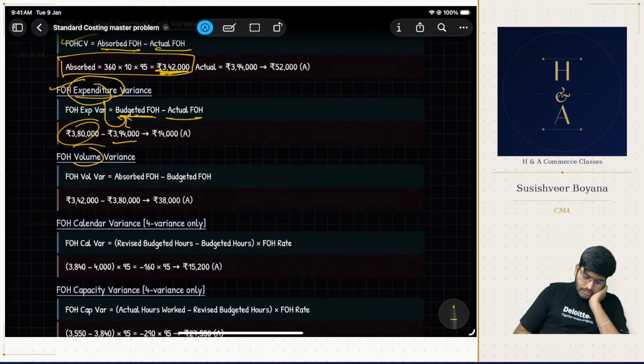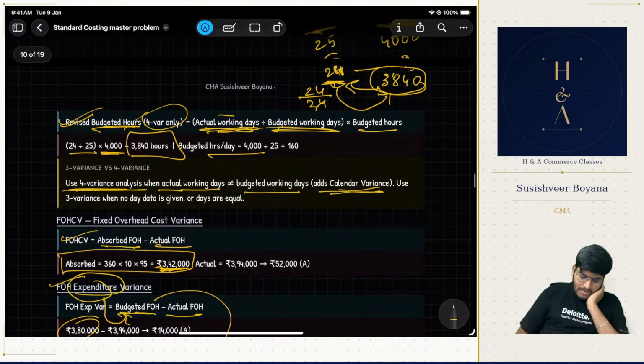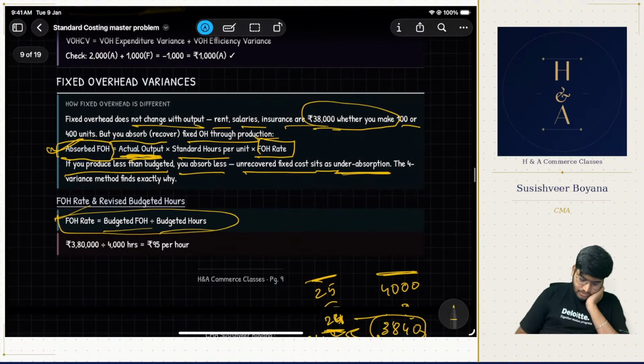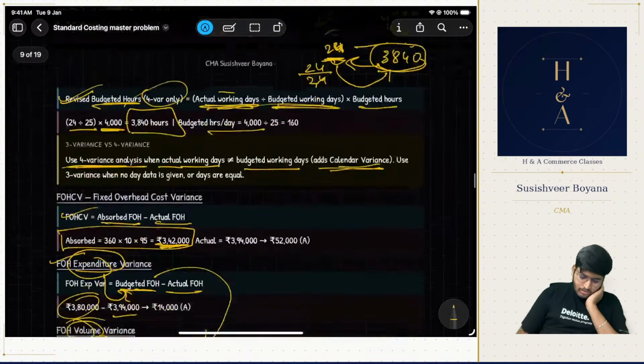Now, let us look at volume. Whenever we are talking about volume, to what extent is it absorbed against what is budgeted? That means we know why absorption has an issue. Here we spoke about it. If produced less than budgeted, you absorb less. This sentence itself is clearly talking about volume.